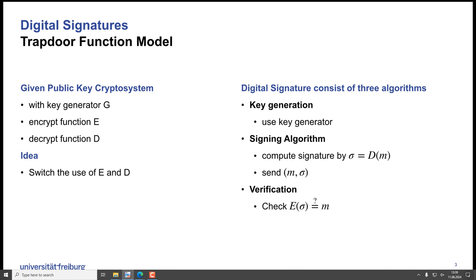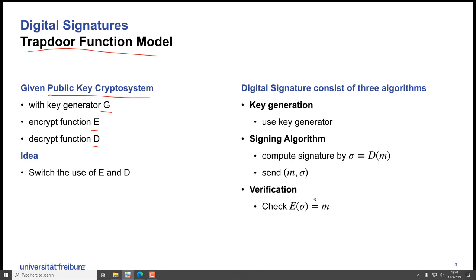So now the idea is there is a general model for how to do this, and it works with trapdoors. A trapdoor means you can do one calculation easily, and for the other one you need some kind of secret information. This is usually a public key crypto system where you have a key generator, an encrypt function, and a decrypt function. Now the idea is the following: you switch E and D. Instead, you decrypt the message in order to get the signature, and the other one can encrypt it, because encryption is done with the public key and decryption with the secret key.